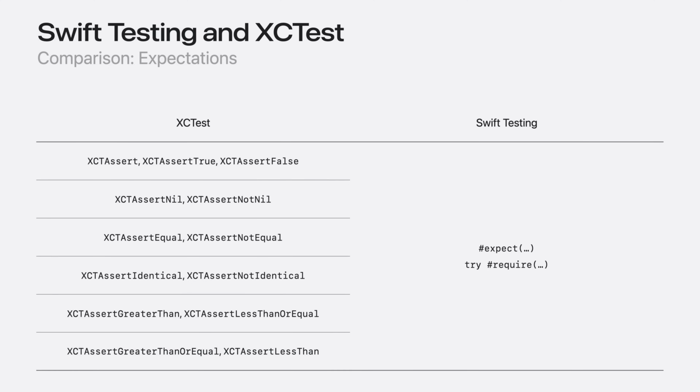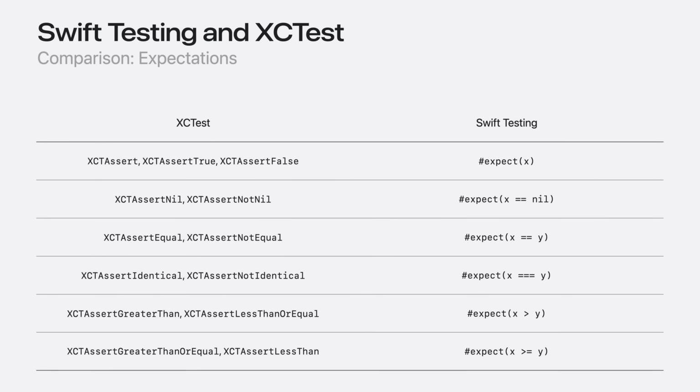Expectations are very different between these two systems. XCTest refers to this concept as assertions, and it uses many functions beginning with XCTAssert to denote them. Swift Testing takes a different approach. It has just two basic macros, expect and require. Instead of needing many specialized functions, you can pass in ordinary expressions and language operators to expect or require. For example, you can use double equals to check equality, or the greater than operator to compare two values. And you can easily use the opposite operator to negate any expectation.